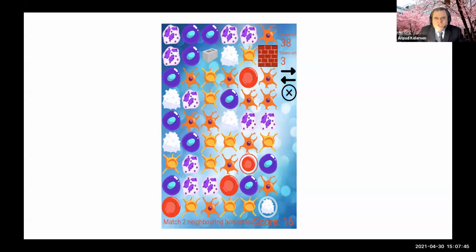And they also have the blocks and the brick, which are just for additional challenge to make the game difficult. Those are not always available, only on the more difficult levels. And we also see the number of moves left, the number of tokens, and also the current score, and also the objective on the bottom, what they are trying to do.